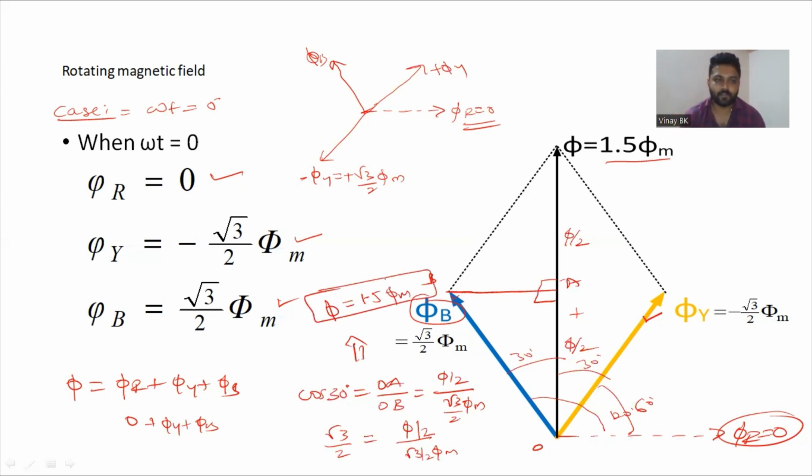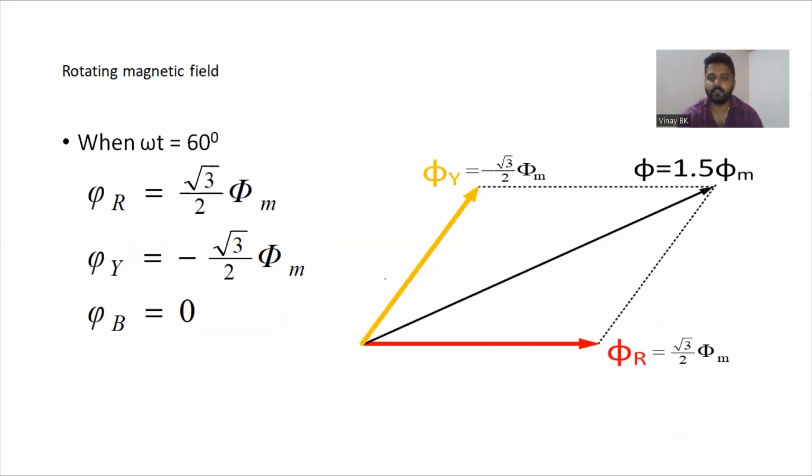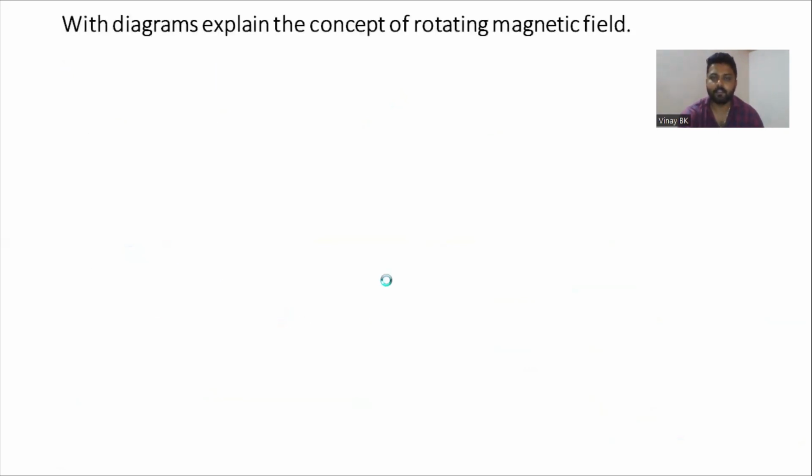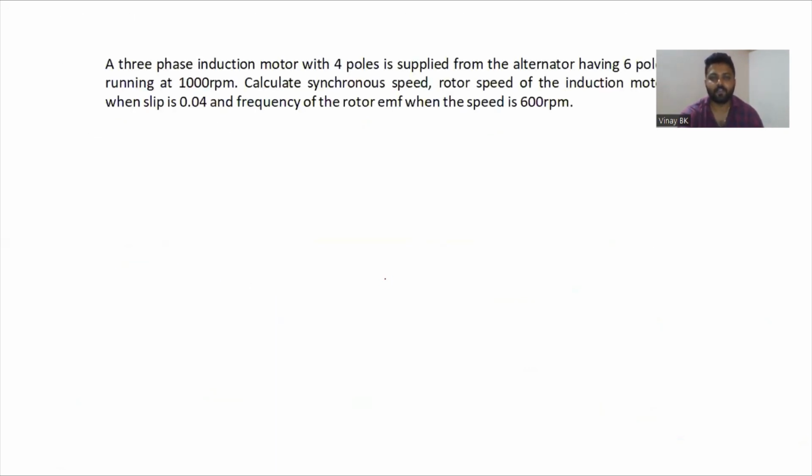So like that, you have to do it for case 2 also. So when omega t equals 60 degree and when omega t equals 120 degree, like that you have to do. Okay, so you have to explain only 2 cases. So rotating magnetic field for 6 marks, 2 cases. Now move on to the problem.